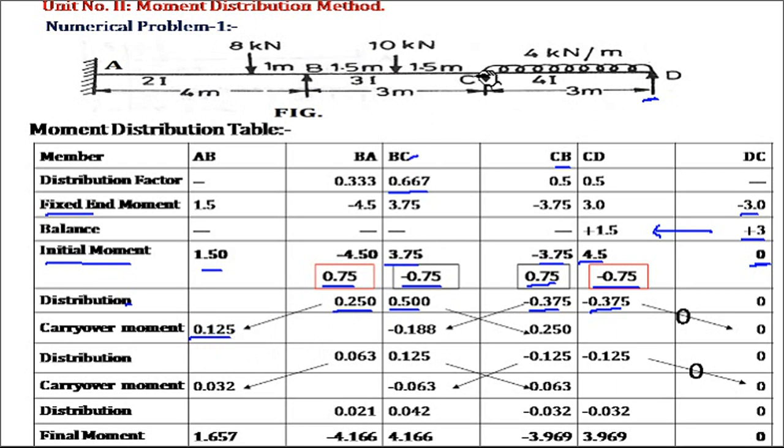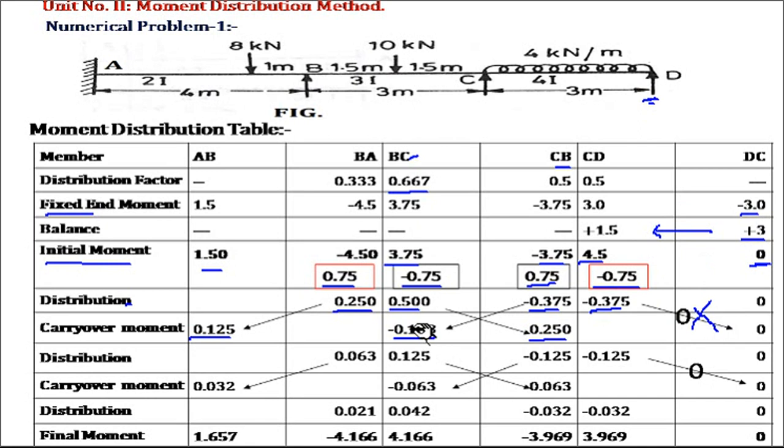From B to C, the far end is simple and the beam is continuous, so the carryover is allowed. So 0.5 divided by 2 comes to be equal to 0.25. From C to B, the far end is simple and the beam is continuous, so carryover of moment is allowed, and that is minus 0.375 divided by 2, which is minus 0.188. From member C to D, the far end is simple and the beam is not continuous, so carryover is not allowed here. The moment will not be carried from CD to DC.